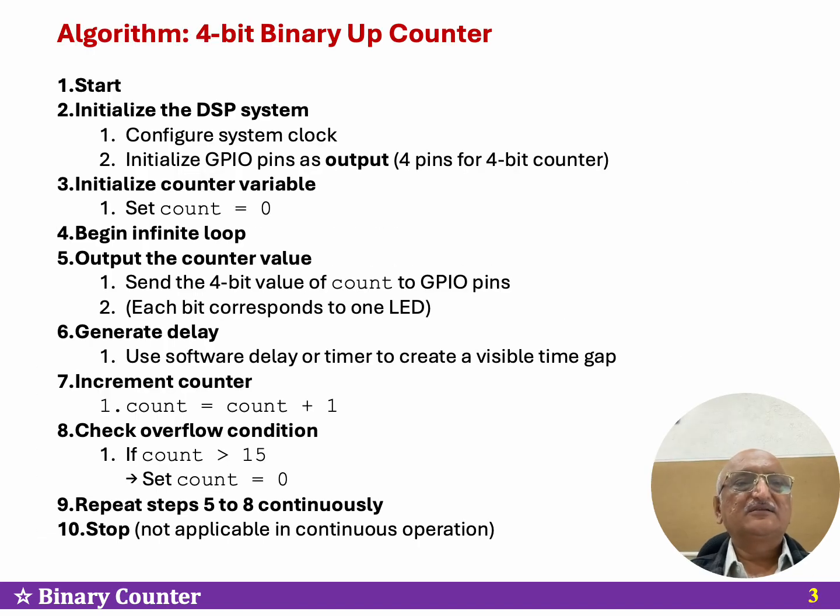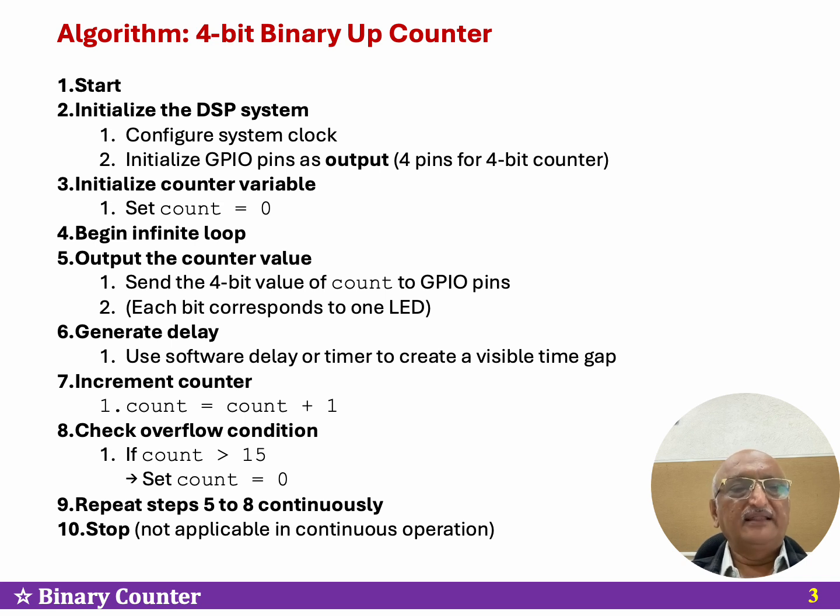The algorithm is: initialize the DSP system, configure system clock and initialize GPIO pins as output, initialize counter variable to 0, begin infinite loop, output the counter value, send 4-bit value of count to GPIO pins. Each bit corresponds to one LED. Generate display. Use software delay or timer to create visible time gap.